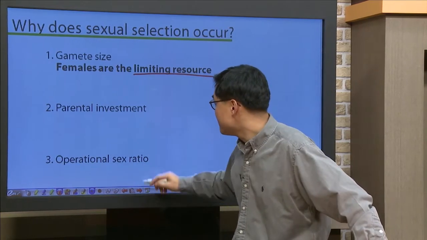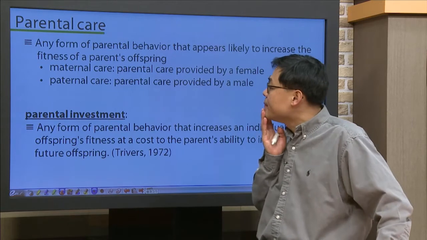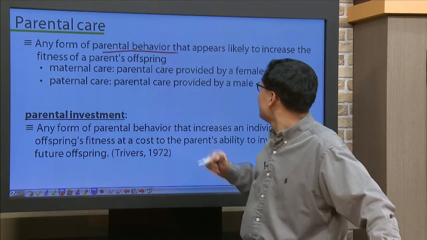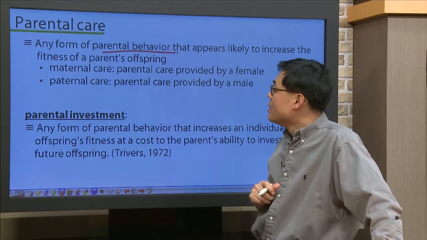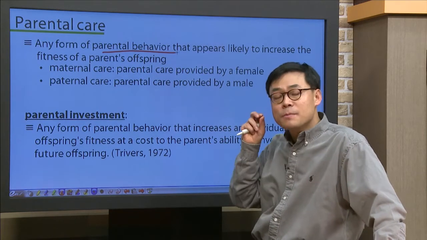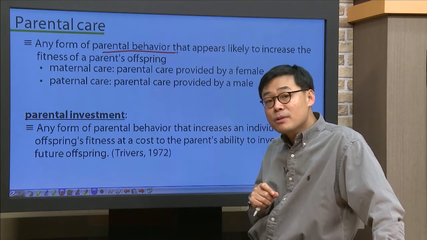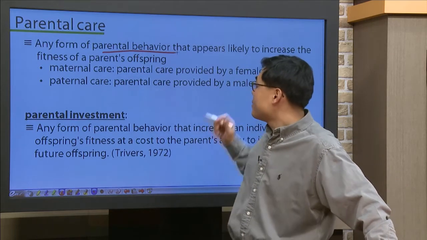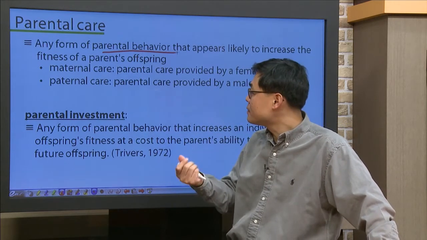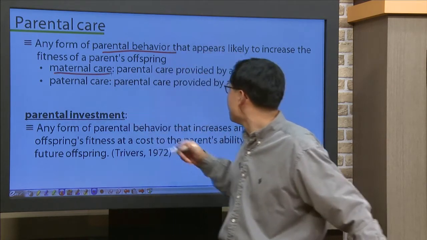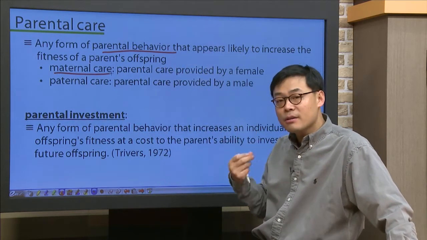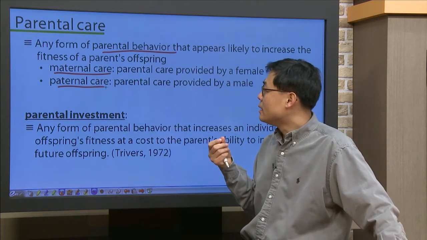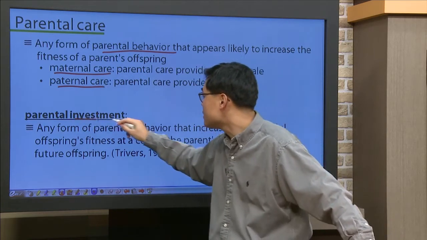Let's look at parental investment, or parental care. Parental care is any form of parental behavior that appears likely to increase the fitness of the parent's offspring. Both the male parent and the female parent can provide care to the offspring. If the female parent provides the care, it's called maternal care. If the male parent provides care, it's called paternal care. A more precise definition of parental care is parental investment.